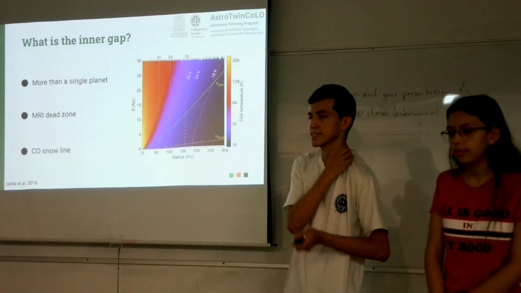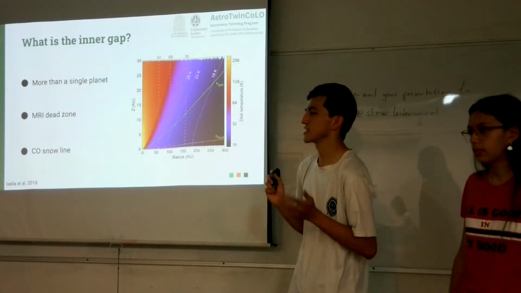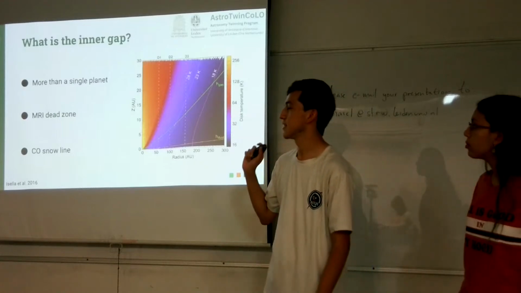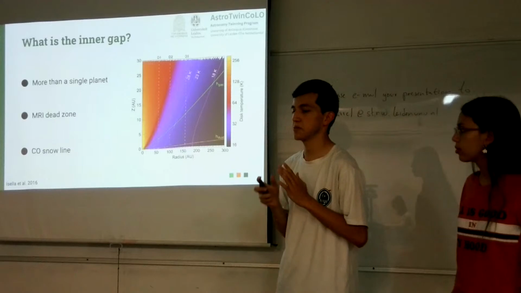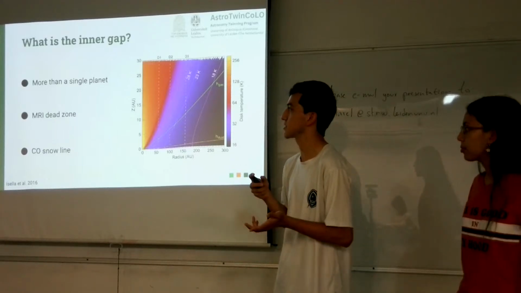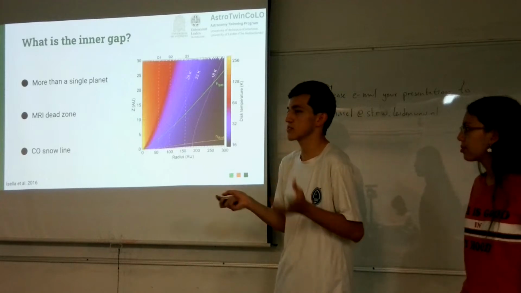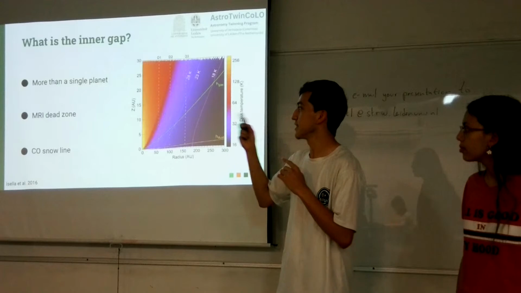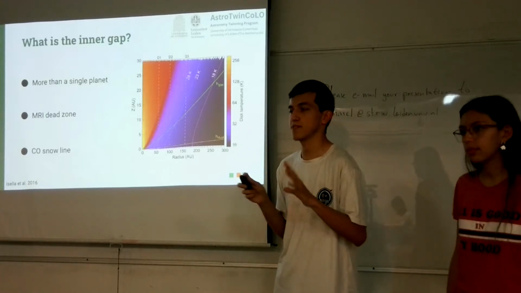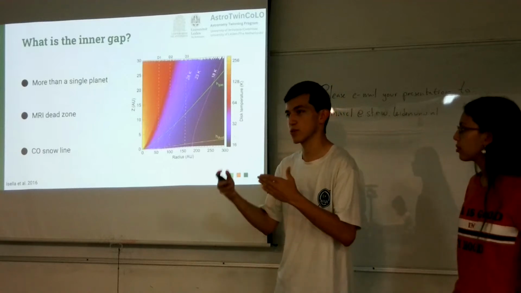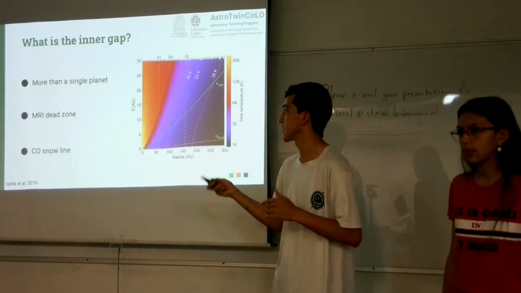They made three hypotheses. One of them is that there is more than a single planet. They say that there can be 2 Saturn-mass planets or more than 2 planets, but to confirm that hypothesis, they need a more accurate observation with more resolution to resolve the inner gap better.